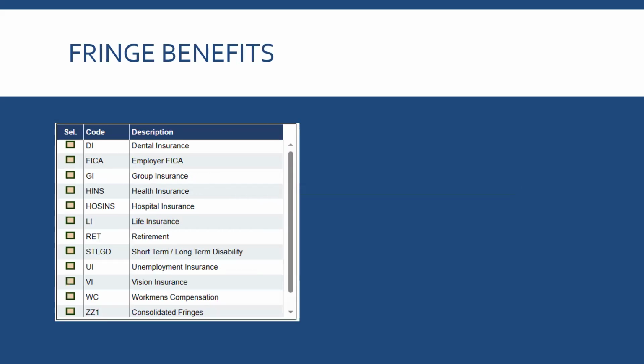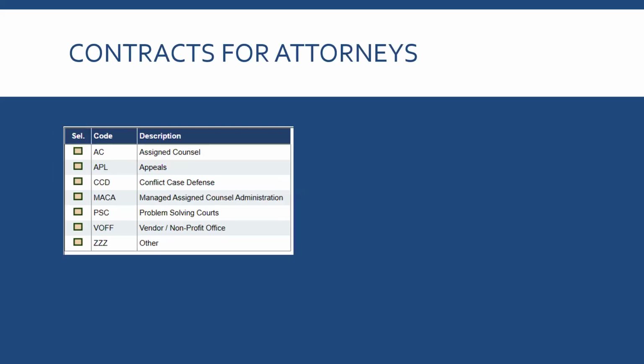Under fringe benefits, these are the opportunities. Again, there will be an other option as well. But these are the fringe benefit categories that we've come up with that seem to be the most common. Contracts for attorneys tend to fall in these ranges. Again, there's an other as well in case we missed something there.